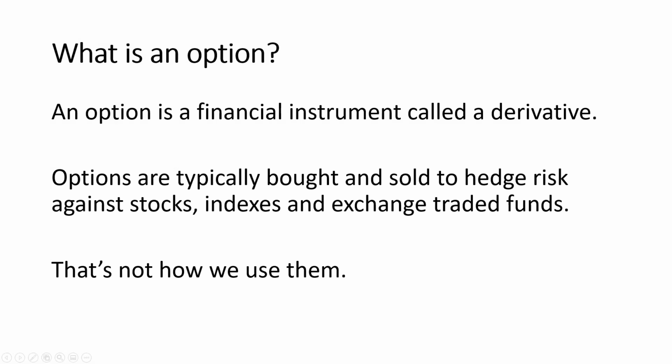Some of you might be saying, okay, AJ, I'm on this call, but I don't even know what an option is. Well, it's a financial instrument called a derivative. Calls came around in the 1970s and puts came around in the early 1980s. They're bought and sold to hedge risk against stocks, indexes, and exchange traded funds, but that's not how I'm using them today in this program.